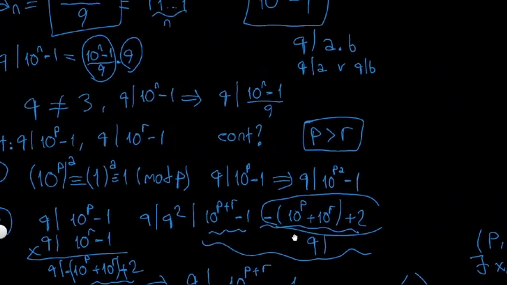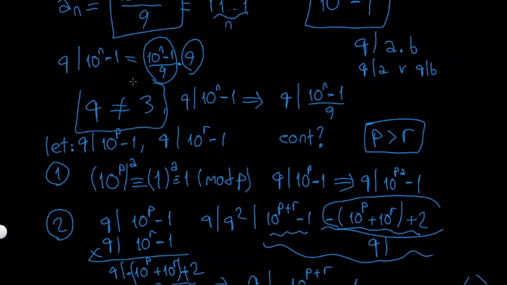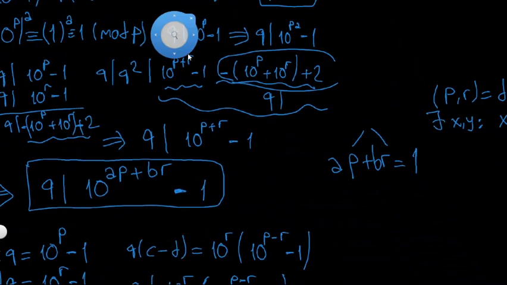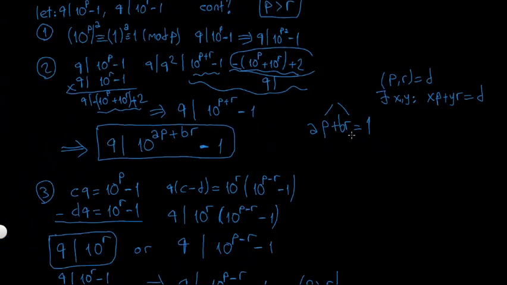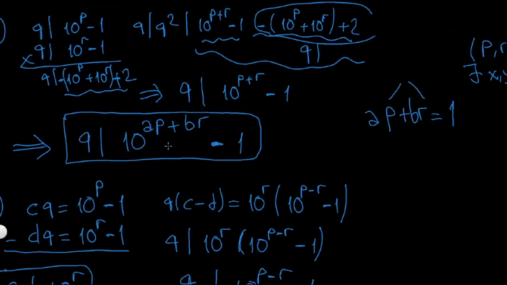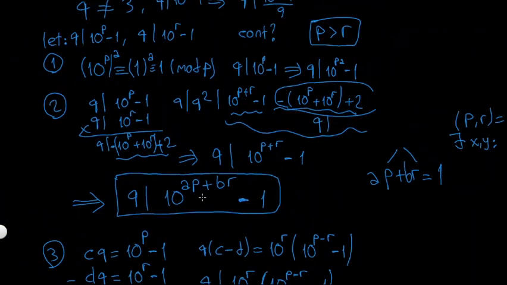But in the beginning I said q is not 3, so it won't divide 9. So I would get a contradiction. It would be nice, but it's not that simple because I can't choose random a and b, because I know that from this property, this power a has to be positive.